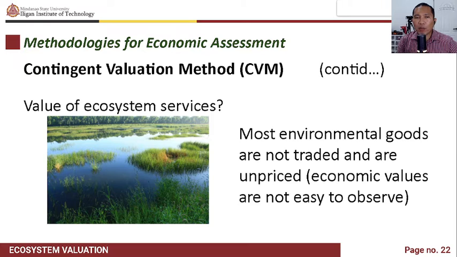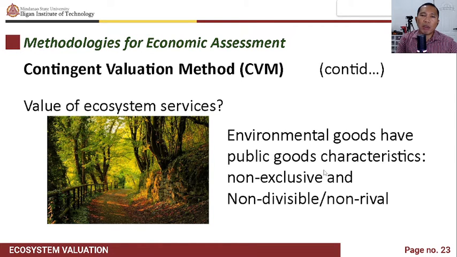Now, the value of ecosystem services. Most environmental goods are not traded and are unpriced, so economic values are not easy to observe. Like the value of ecosystem services, environmental goods have public good characteristics: non-exclusivity and non-rivalry in consumption. Non-exclusive means that you cannot really prevent other people from enjoying a particular scenery. For example, you cannot prevent others from enjoying the trees, the flowers, and of course the animals in there. And non-rival means that if you are enjoying nature, the scenery, the aesthetic value of the place, other people's enjoyment does not affect your utility or your satisfaction.